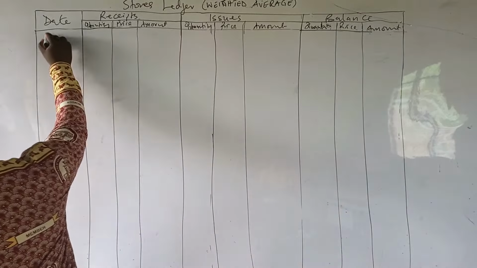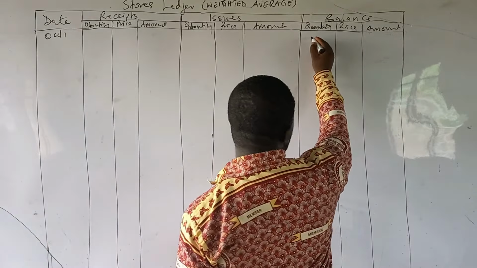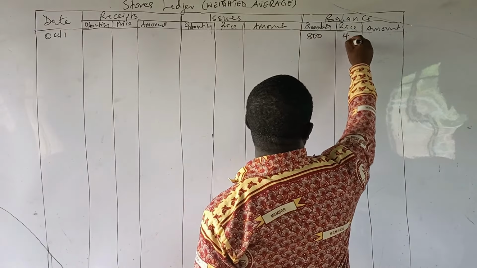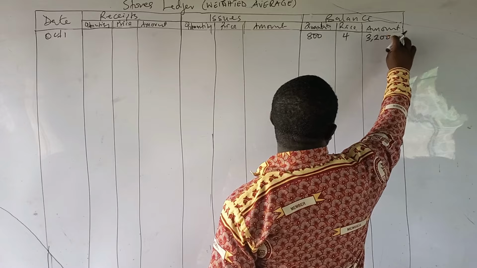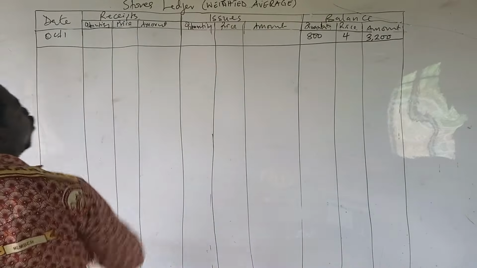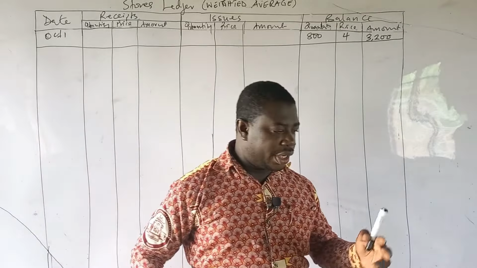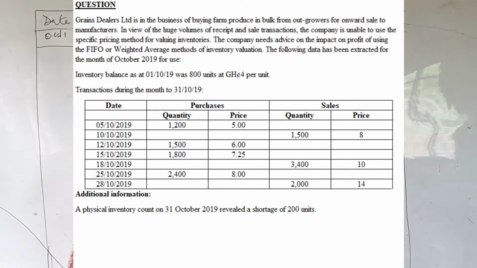So on October 1st, there was an opening balance of 800 units at a price of 4, and that was 3,200. So we underline that. That is the first thing we have to do before we look at the other transactions. And then we move on. So on October 5th, we are using the weighted average method now for the inventory ledger.